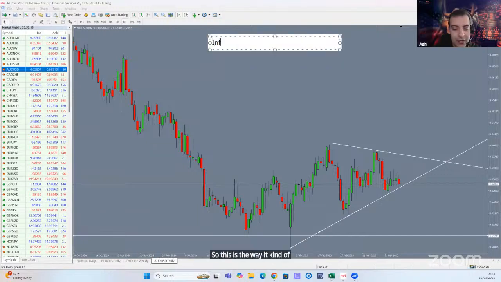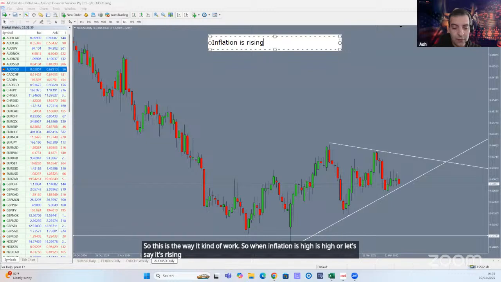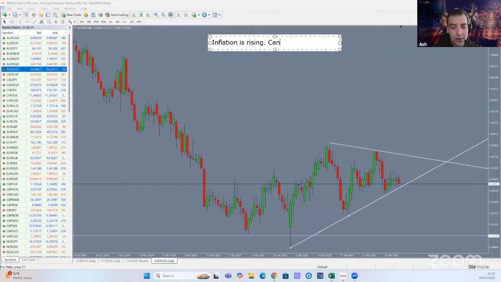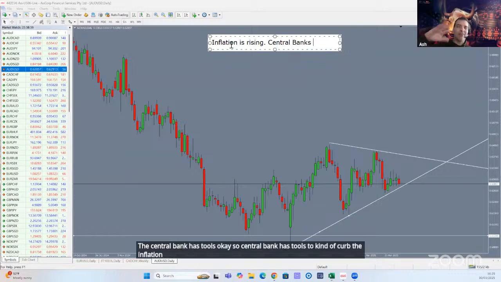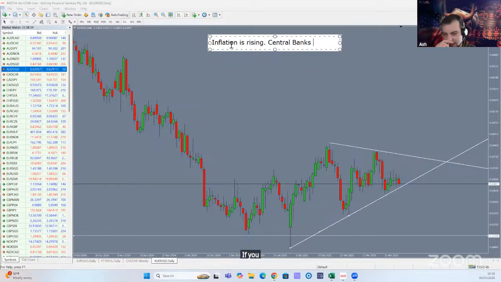So when inflation is high, or let's say is rising, the central bank has tools to curb the inflation. They're looking for 2% because that's the sweet spot. It's the Goldilocks area for growth, not too hot, not too cold. If you think about GDP, okay, so central bank tools, let me just finish this bit.